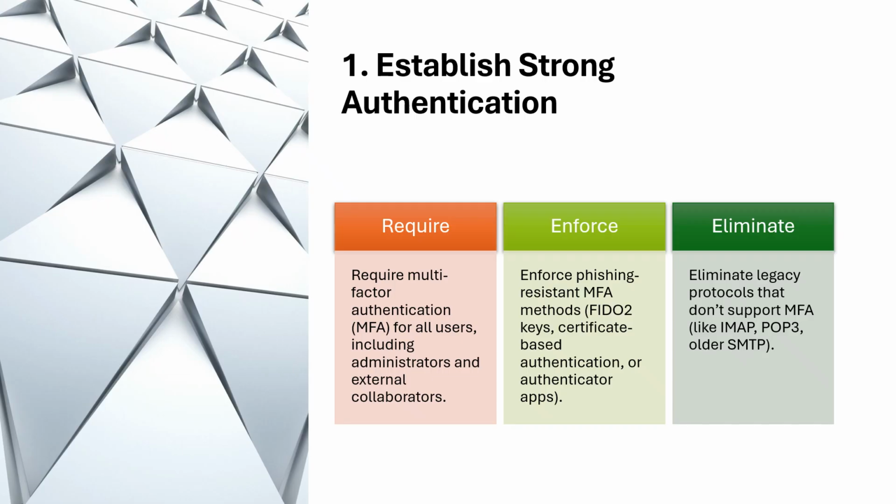Next, it is essential to enforce phishing-resistant MFA methods such as FIDO2 security keys, certificate-based authentication, or authenticator apps, which provide higher protection against credential theft and phishing attacks. Finally, organizations should eliminate legacy authentication protocols like IMAP, POP3, and older versions of SMTP, since these do not support MFA and create exploitable vulnerabilities.